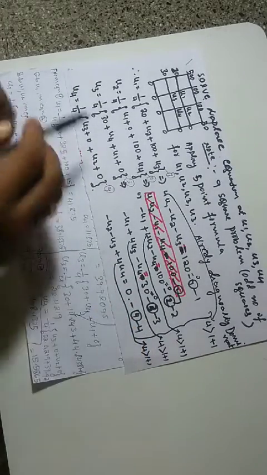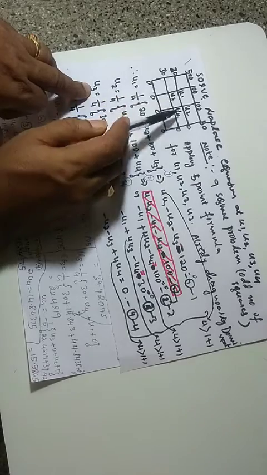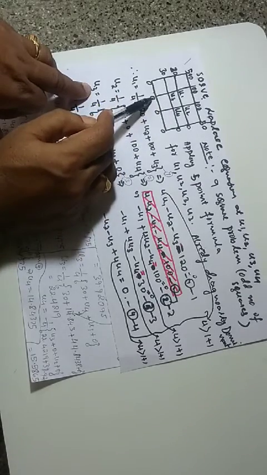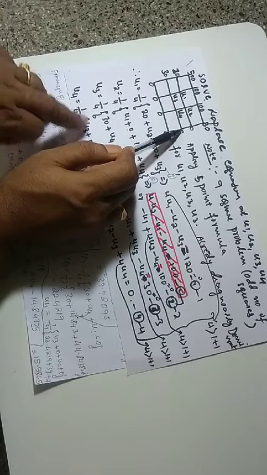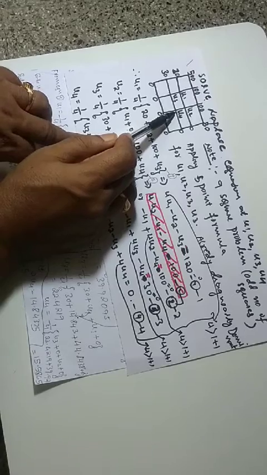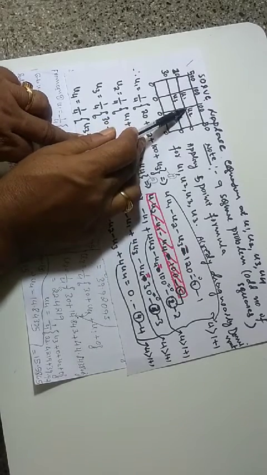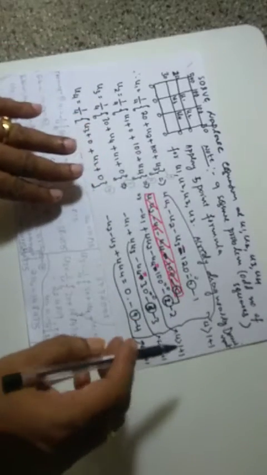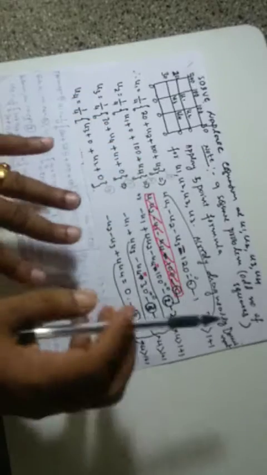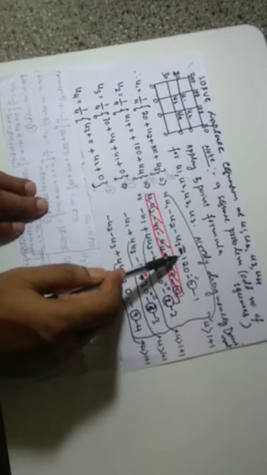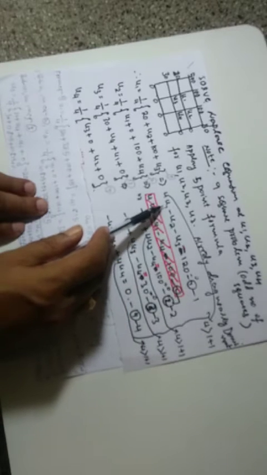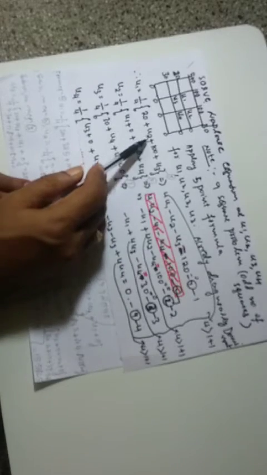Similarly at u3, left point 30, right point u4, upper point u1, lower point 0. At u4, left side u3, right side 0, upper point u2, lower point 0. So these are the equations I got. Now arrange this properly in an order. What is the order? First variable u1, second variable u2, third variable u3, fourth variable u4. Then you are getting 4u1 minus u2 minus u3 is equal to minus 120.